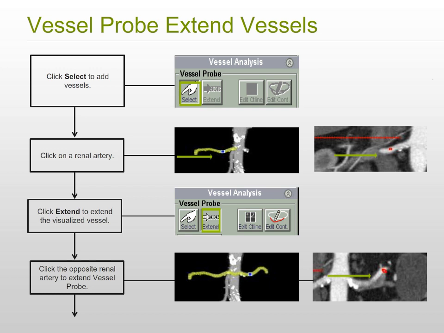If the vessel probe did not select enough of the vessel, you can extend it. To add vessels, in Vessel Analysis, click Select. Click on a renal artery. Click Extend to extend the visualized vessel. Click the opposite renal artery to extend vessel probe.